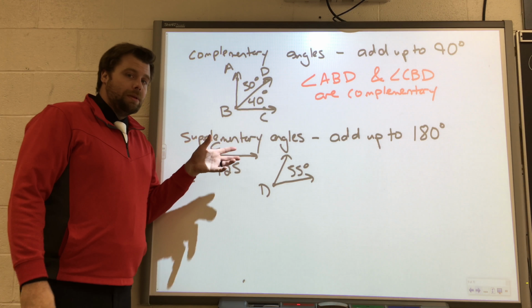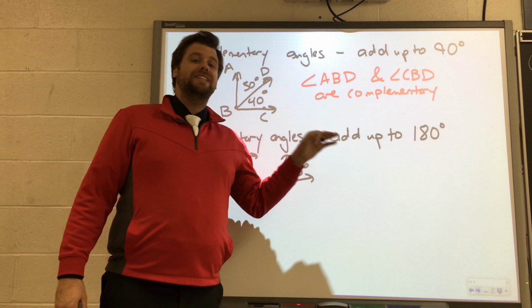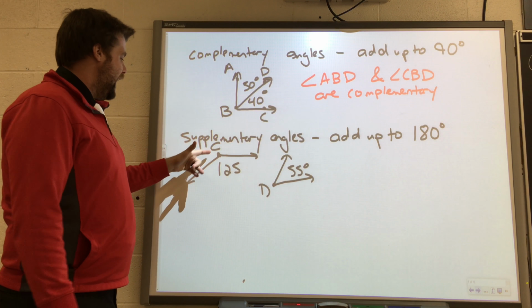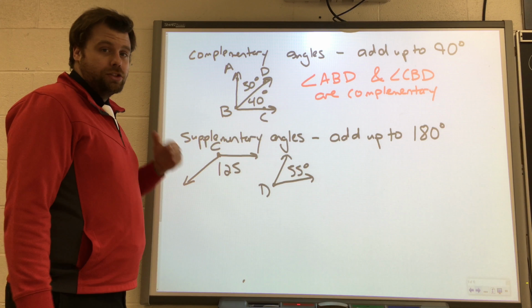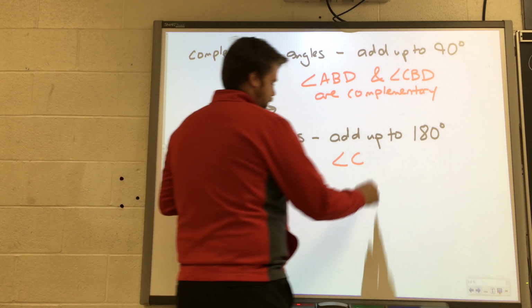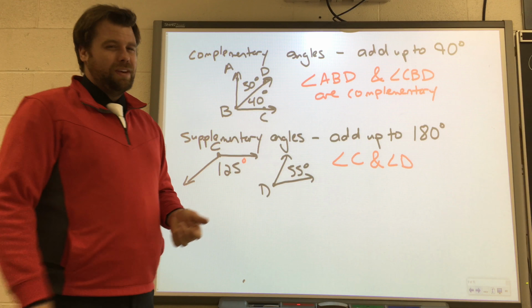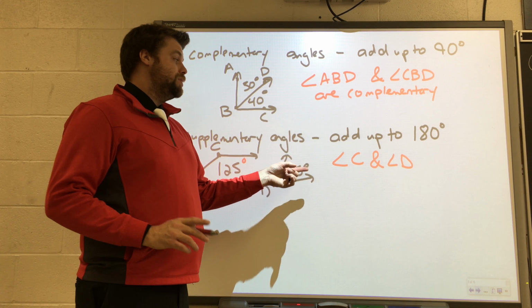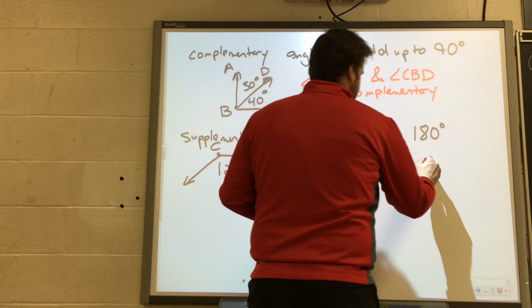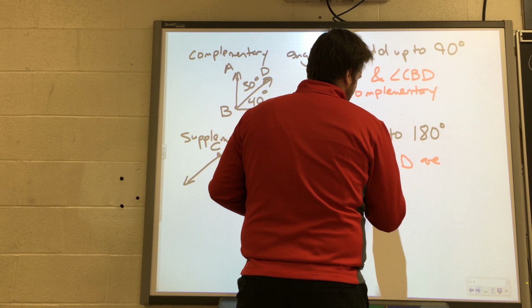All right, supplementary angles. They add up to 180 degrees. For example, angle C here is 125 degrees, and angle D is 55 degrees. 125 plus 55 gives you 180. So angle C and angle D are supplementary.